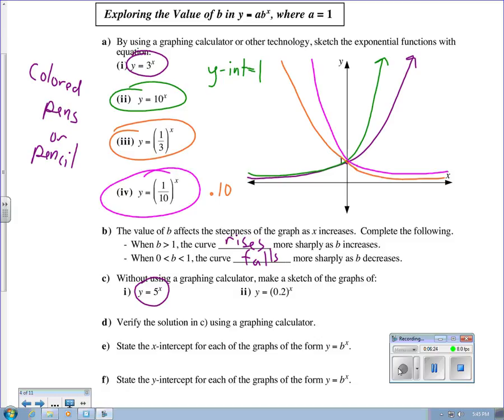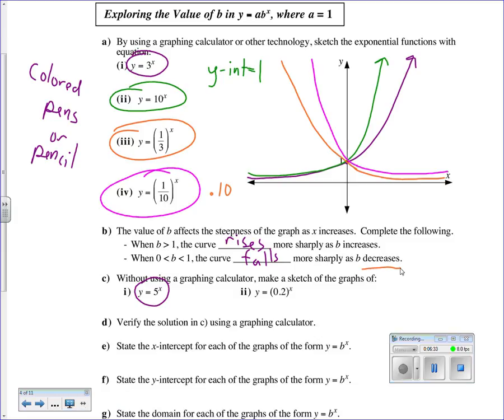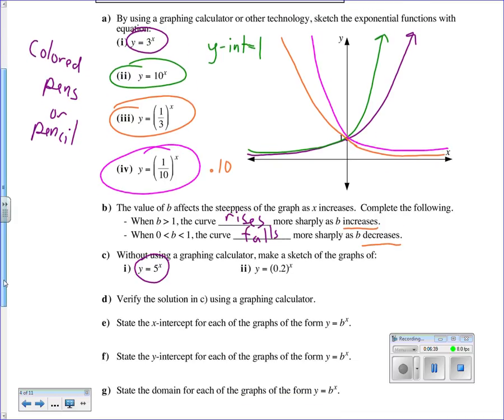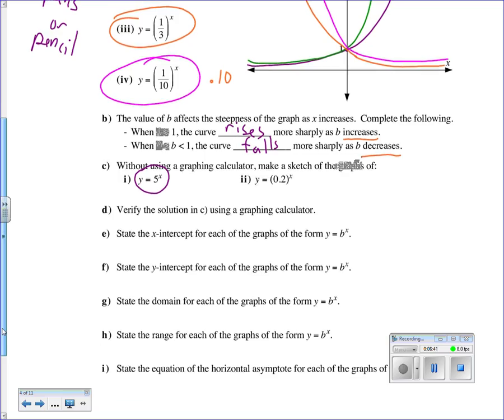So 0.20 actually falls between the previous two graphs as well. Remember, these words are increases and decreases. I think I said one of those incorrectly. You can throw those on your graphing calculator.